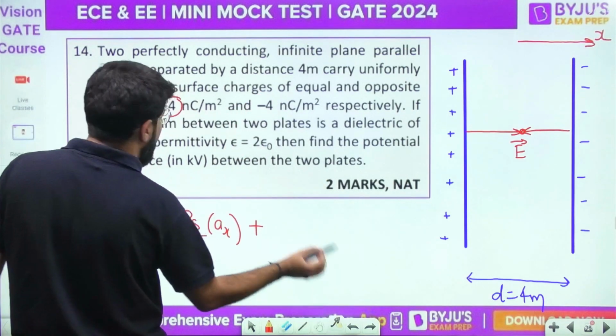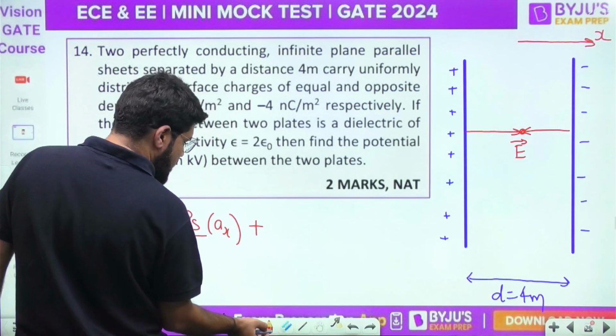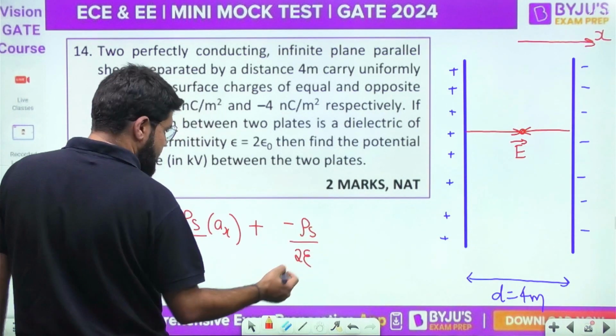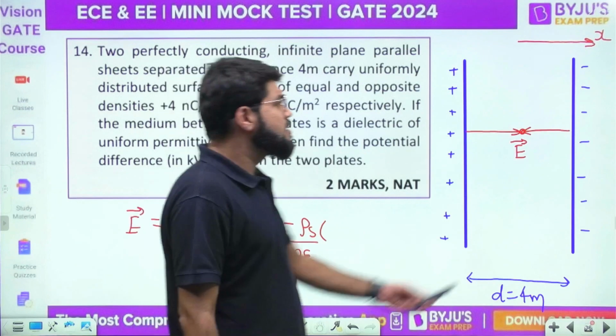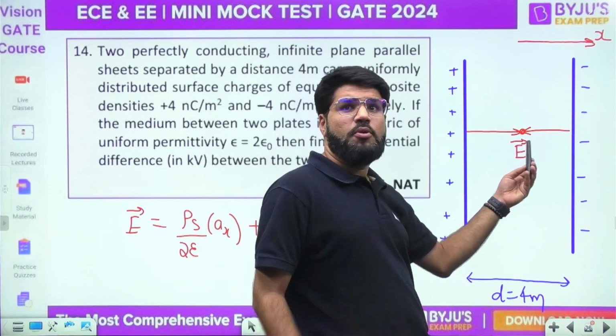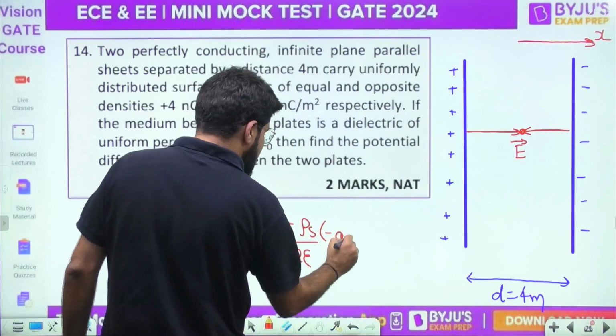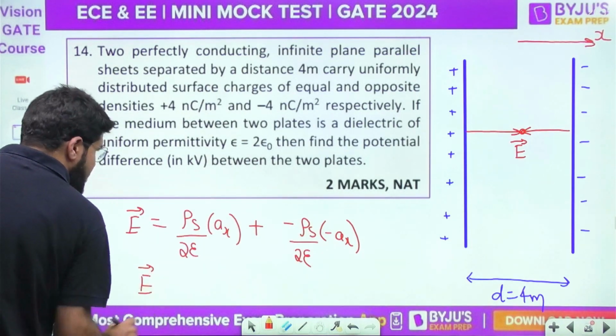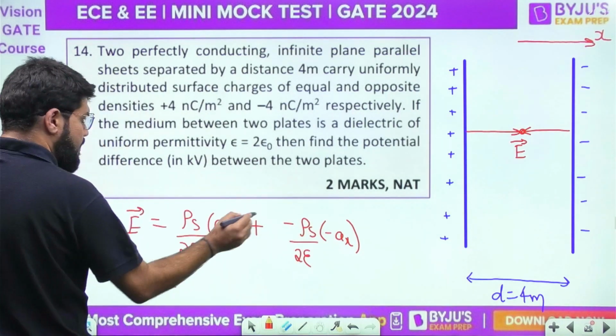Plus the second, for the second one, if this is rho s, so this will be minus rho s. One I have taken as rho s. The second one is of course minus rho s. So minus rho s upon 2 epsilon, same medium is there. But this is also normally away from the sheet towards the point of observation, so that is actually minus ax direction. So minus minus will cancel for both. It is going to be plus ax direction only.